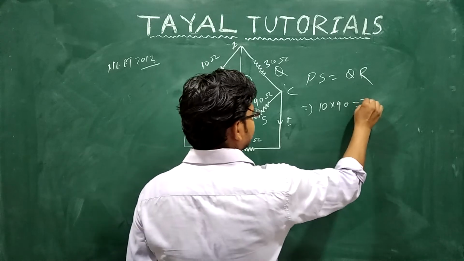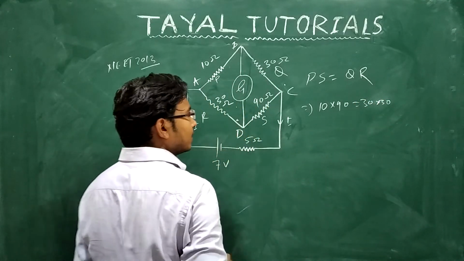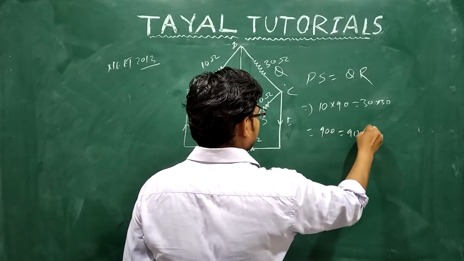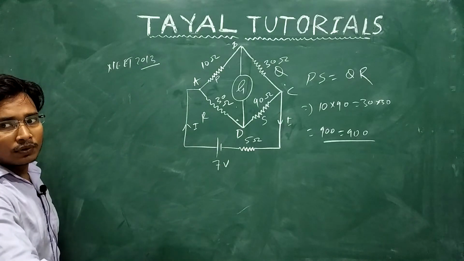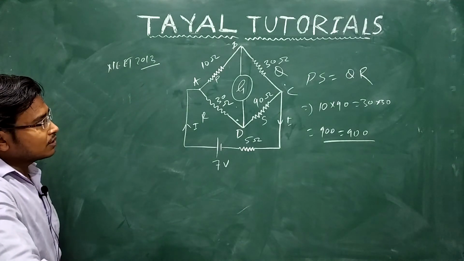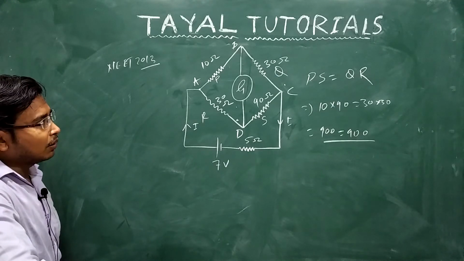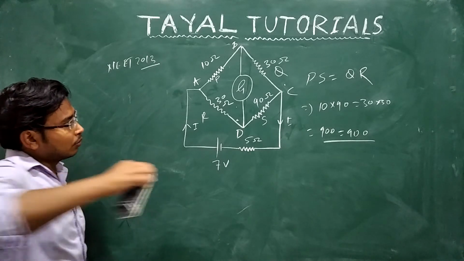Okay, when it happens, you can see that 10 into 90 is equal to what? 30 into 30, that will be your what? 900 is equal to 900, means what? That bridge will be under balance condition. Okay, so the bridge is under balance, so you can simply remove that galvanometer, and I have done a similar problem before. So I am just removing that galvanometer.